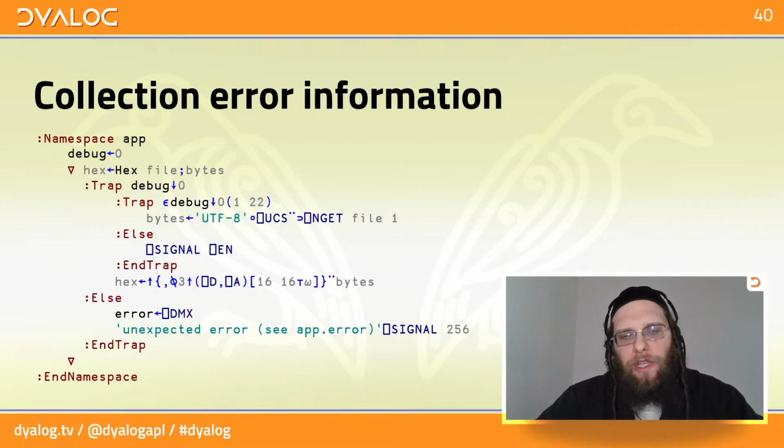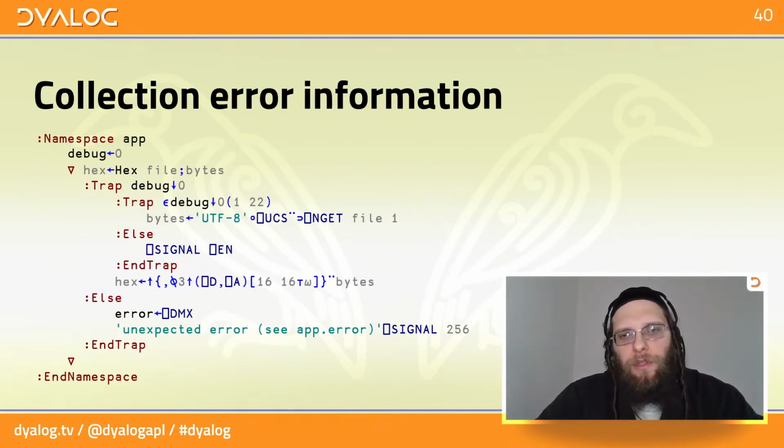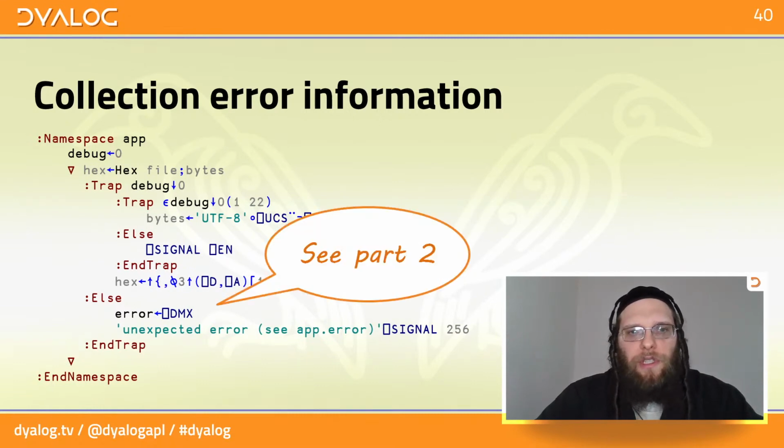And it's important to catch the value of QuadDMX as soon as we can, because if there's some of our error handling code that itself hits an error somehow, then we would have lost the old information about what went wrong. So that's the first thing, and then you can do various processing afterwards. For the details of QuadDMX, see the second part of this series.